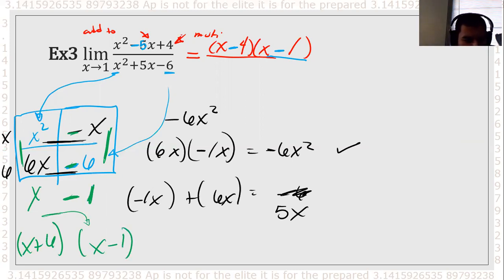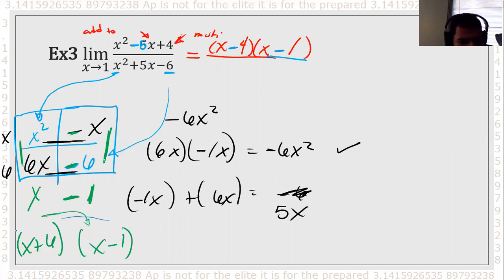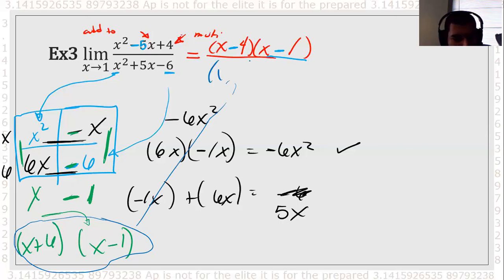So you're probably thinking, okay, cool. What do I do with all this good stuff? Well, all this good stuff, you're going to go ahead and take it back over here. It's going to go back over here. So it's going to be x plus 6 and x minus 1.